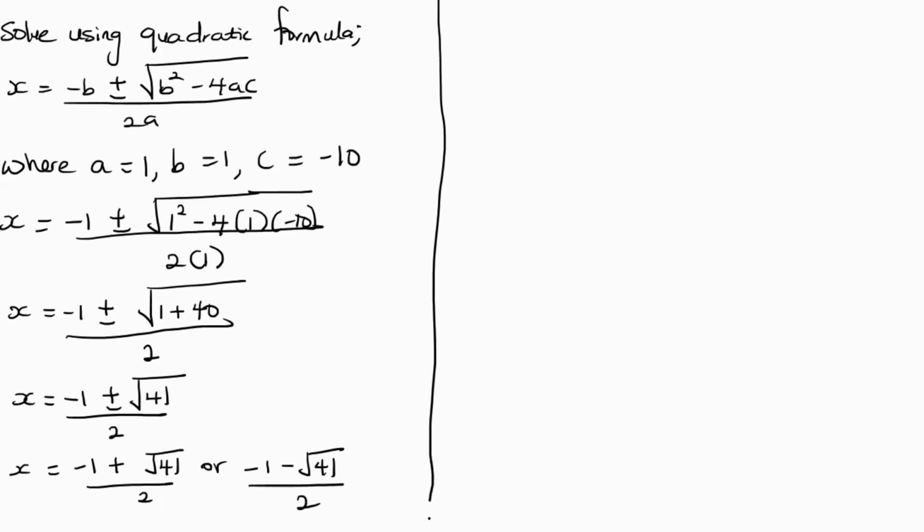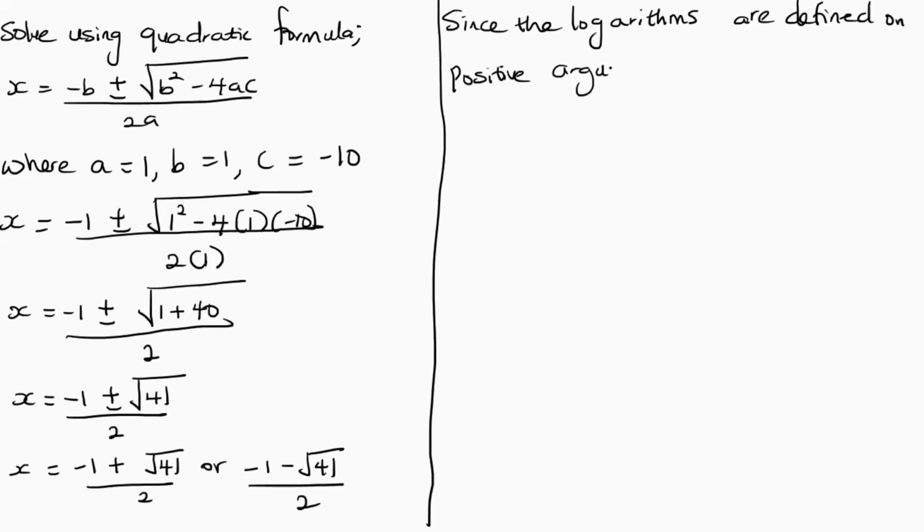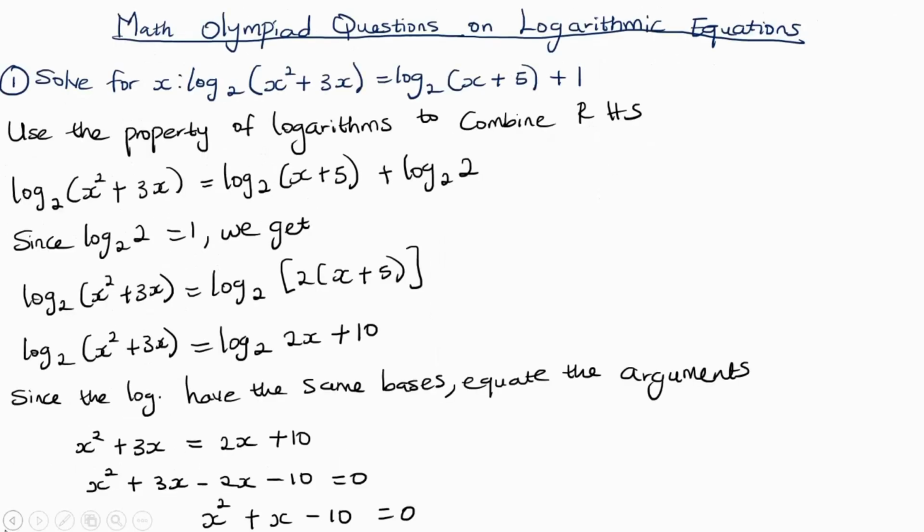So we have this right here. The next thing we want to do is, since logarithms are defined on positive arguments, we simply have to take the positive value of x. Taking the positive value, we have that x is equal to minus 1 plus the root of 41 over 2, and this becomes our answer. So guys, this is how you can solve this Math Olympiad question right here.